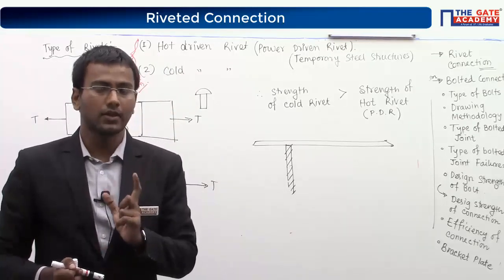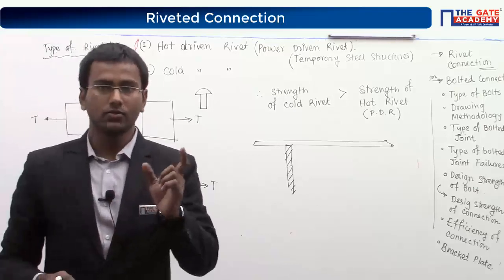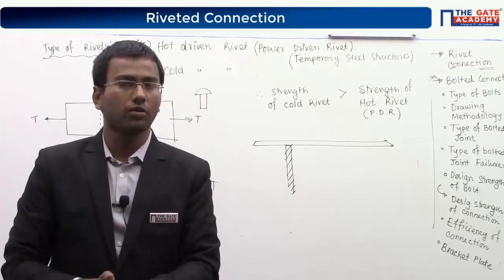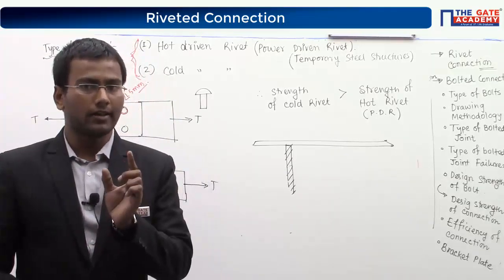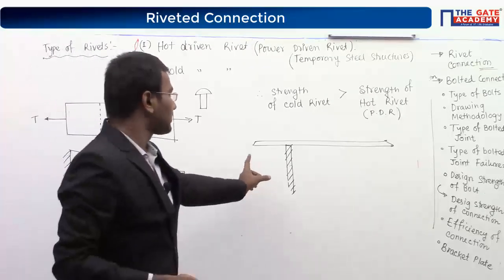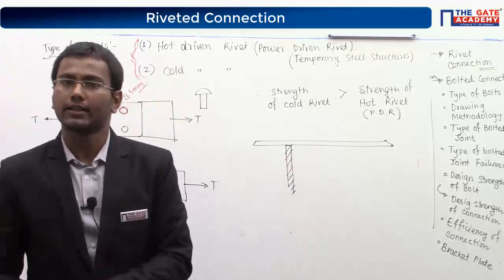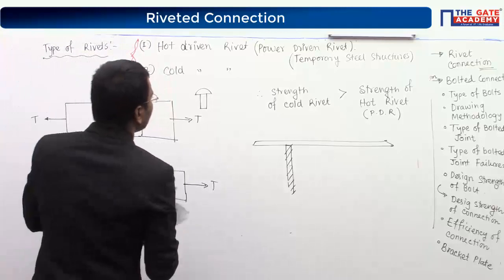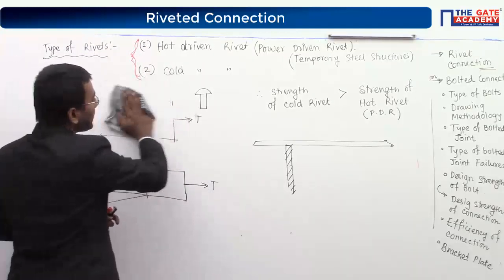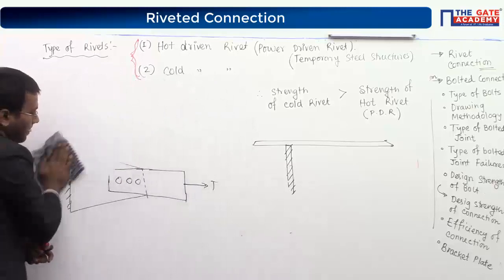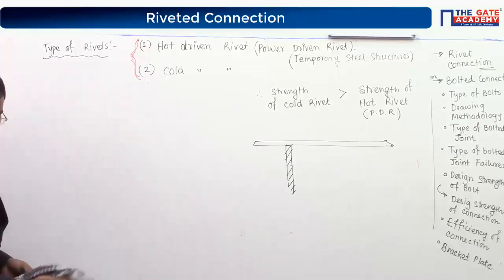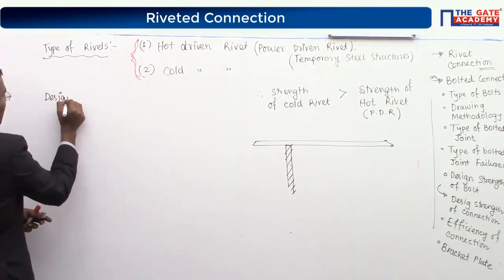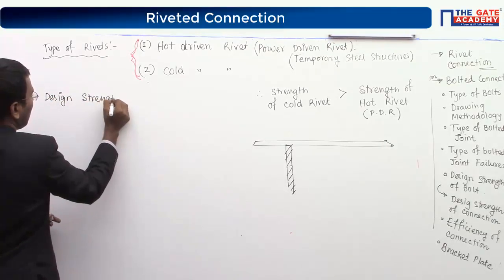If you have seen these things in some mega structures, there is a documentary on the Discovery Channel or National Geographic channels, you can find that in mega structure constructions, temporary steel structures are provided. So that is nothing but your hot riveting concept. So after this portion, write down: design strength of rivets.